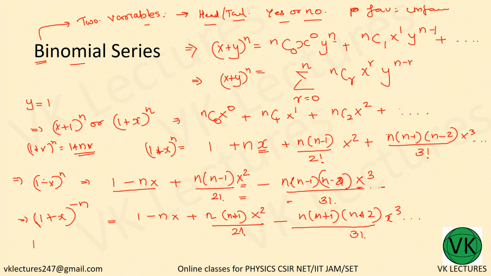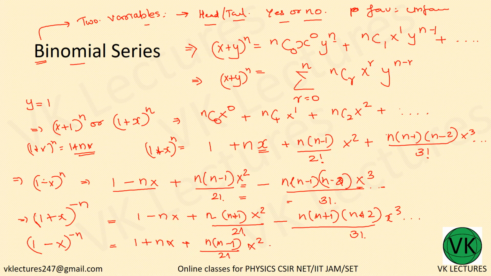One more thing you can write: 1 minus x whole to the power minus n. Again this is 1 plus nx plus n into n minus 1 by 2 factorial, and the x square term as it is.